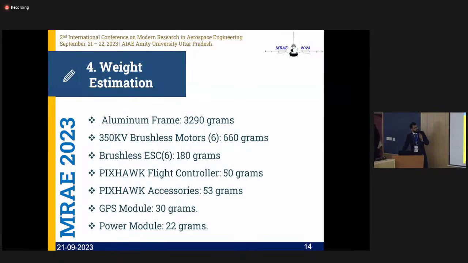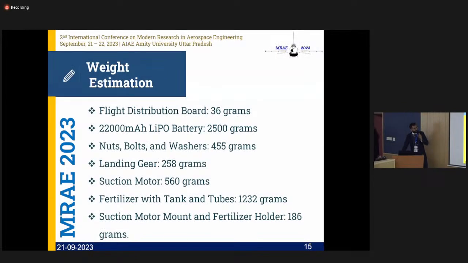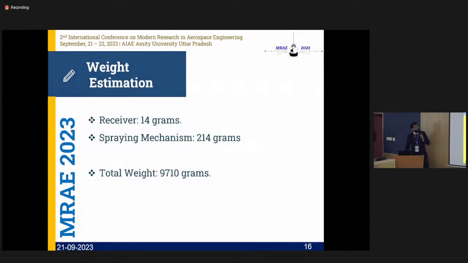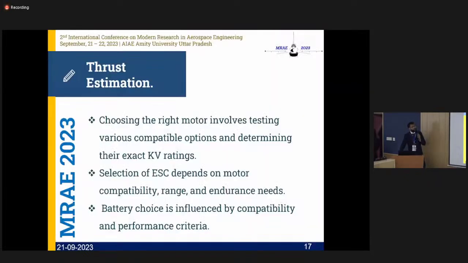So for the weight estimation, these are the parts that have been considered. After weighing the whole drone, it has come to almost 9.7 kilograms. Fine, it is almost 9.7 kilograms. So next we'll proceed to the thrust estimation. I need to generate thrust enough to lift 9.7 kilograms very comfortably. That is one of the most challenging tasks we had.